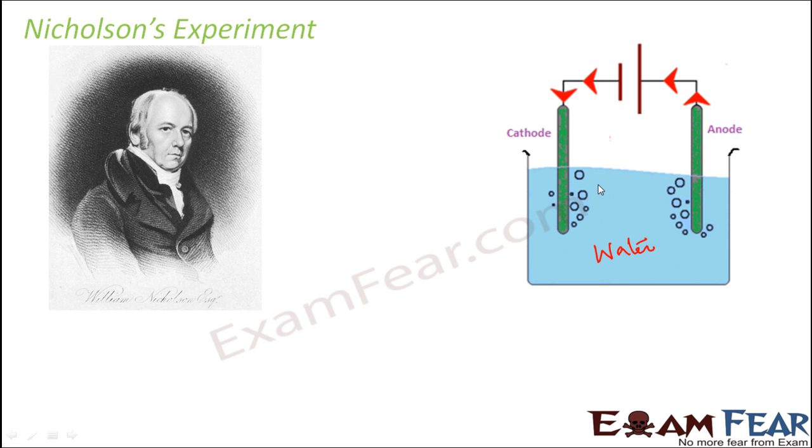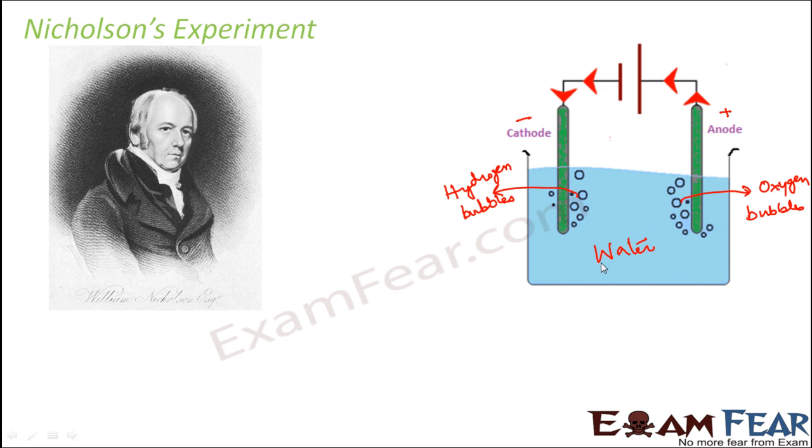And what did he observe? He observed that oxygen bubbles were seen on the positive electrode. So this is the positive electrode. Positive electrode is called anode, and cathode is the name given to the negative electrode. So on the positive electrode, he saw the presence of oxygen bubbles, and on the negative electrode, he found hydrogen bubbles. So hydrogen and oxygen bubbles were seen on the positive and negative electrodes respectively. So this proved that there were some chemical reactions taking place in the water, because of which oxygen and hydrogen formation is taking place.